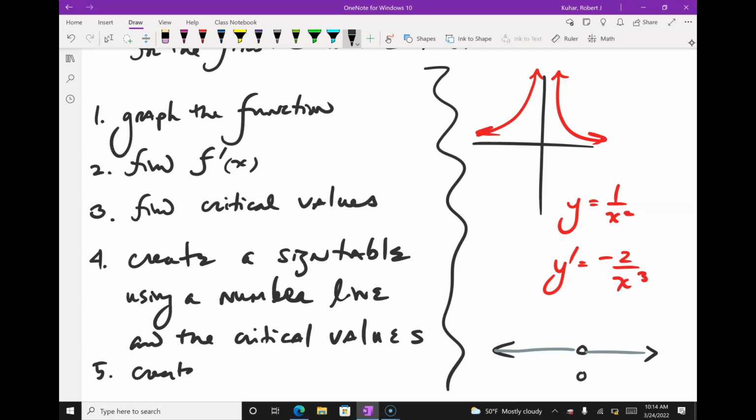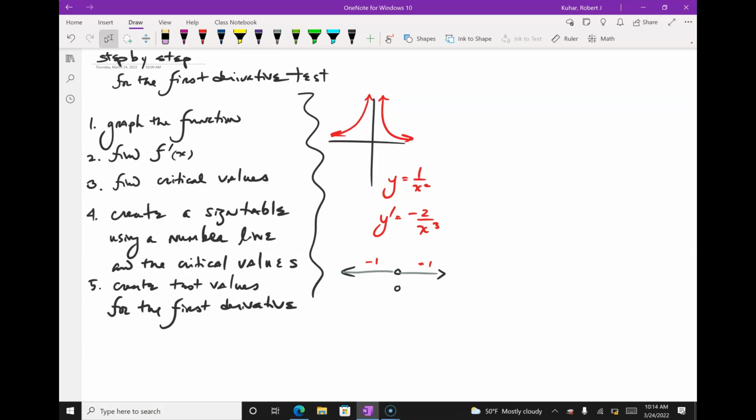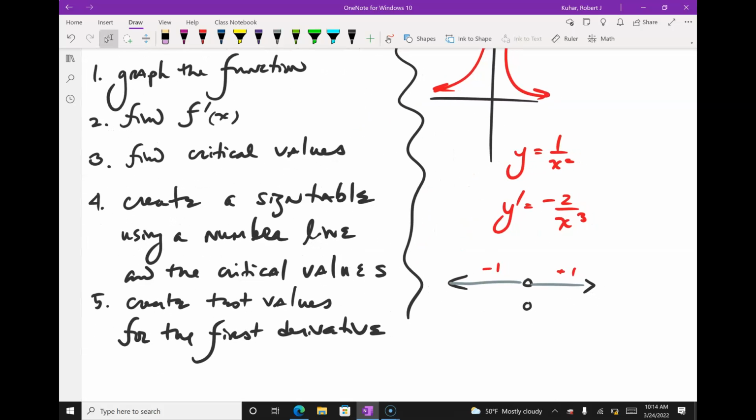Create test values for the first derivative. So I see that -1 and n plus 1 will work. That's fine with me. So wherever they're in between my criticals, I want to put test values. You with me? I keep zooming and I keep forgetting I'm not allowed to zoom. That's okay, right?